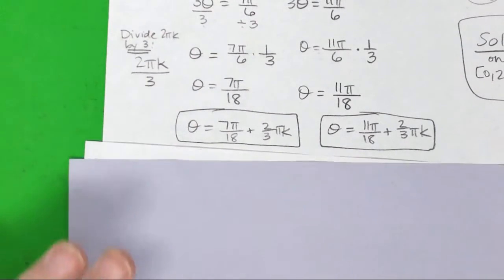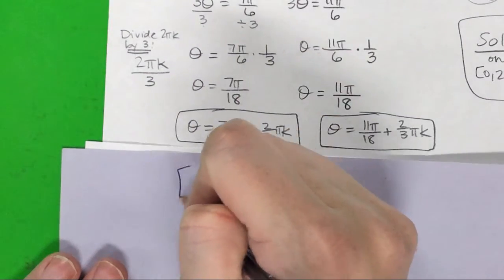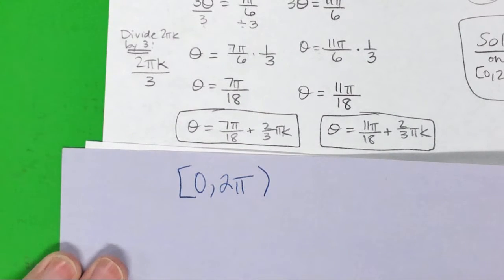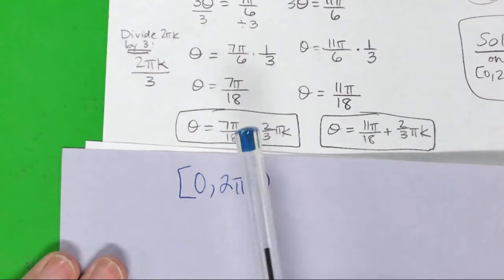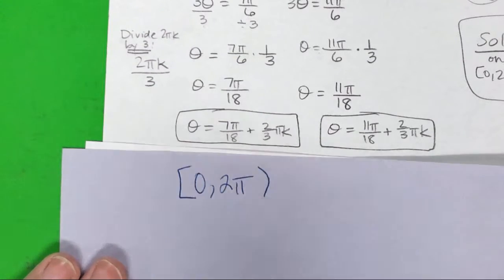Okay, so what we're going to try to do is find all values from these 2 equations that are in the interval 0 to 2 pi. Really, how many answers are in both of these equations? Yeah, an infinite amount, right? So we're narrowing it down to just the ones that are between 0 and 2 pi.